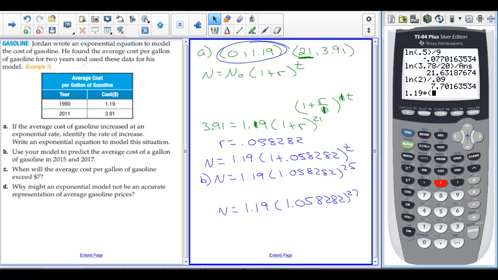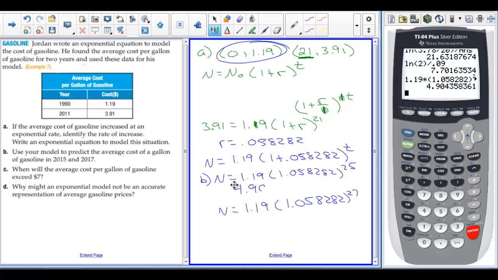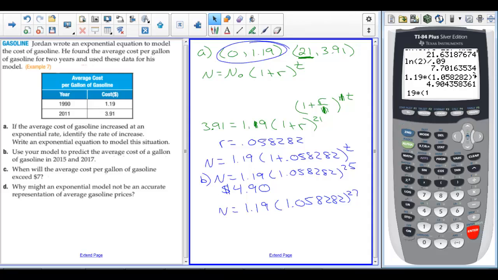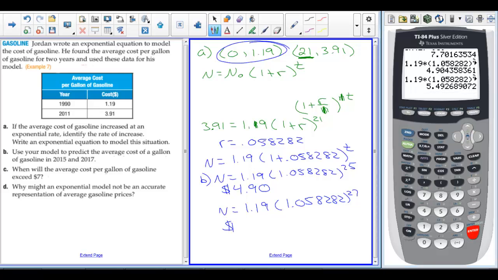1.19 times 1.058282 raised to the 25th. Enter. So $4.90. Now your calculator has an entry function. You go second enter, and that brings up what you just last entered. And you just have to arrow over, change this to a 7. So $5.49.